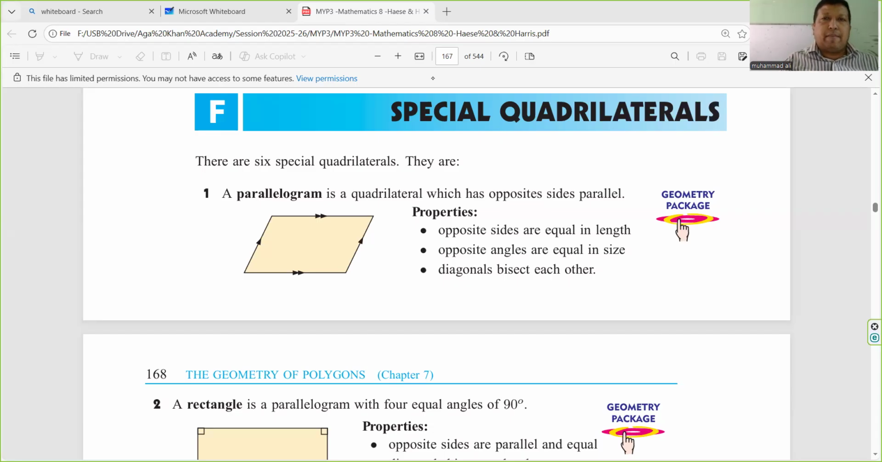Today we will discuss special quadrilaterals. There are six special quadrilaterals. They are: number one, a parallelogram. A parallelogram is a quadrilateral which has opposite sides parallel.